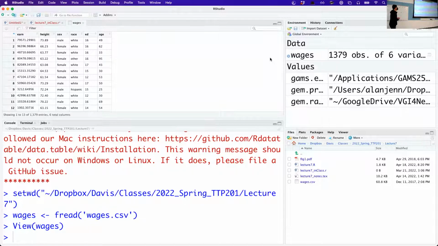Okay, it's pretty straightforward. There are 6 columns here. Earnings, which is the annual wages, each row corresponding to an individual. And then we have a couple different attributes about that person: their height, their gender, their race. ED stands for education, and the number here corresponds to the number of years of education that they have. And then lastly, we have a variable called age.